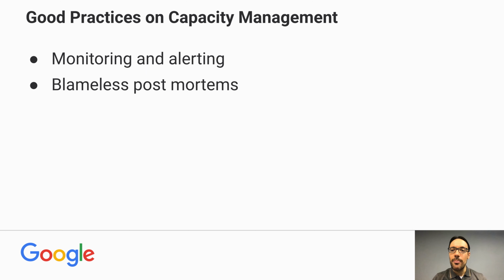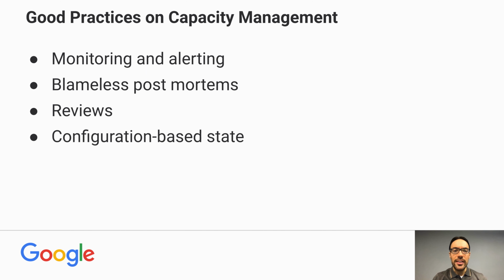These should be put through a blameless postmortem process to determine whether they suggest changes to capacity planning, provisioning, load testing, or alerting processes. Changes to production must be reviewed by someone other than the proposer. Especially when dealing with capacity, an incorrect change can trigger a global outage in a service. Production state, including the resource allocation per task, the number of tasks per job, the number of replicas and what regions they are located in, must be configuration-based and version-controlled.